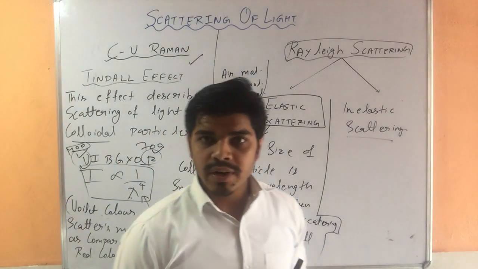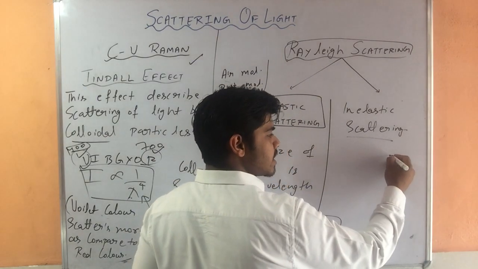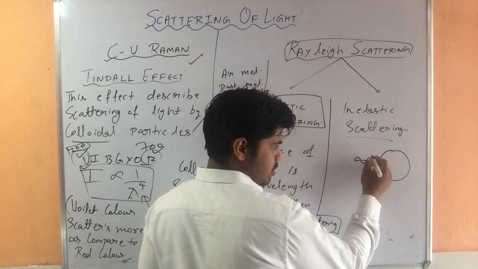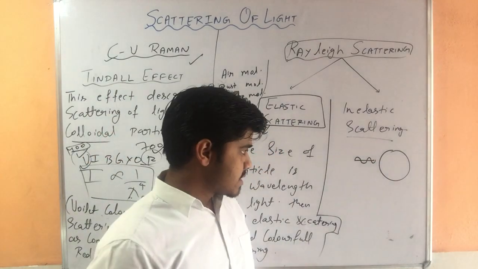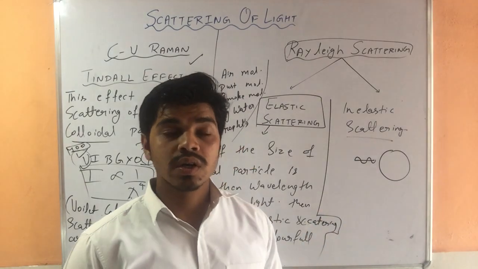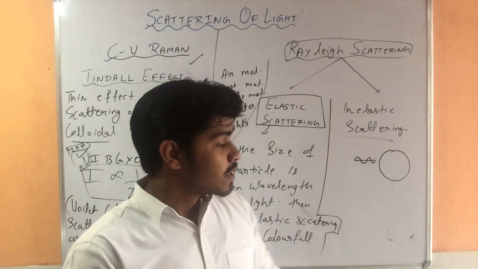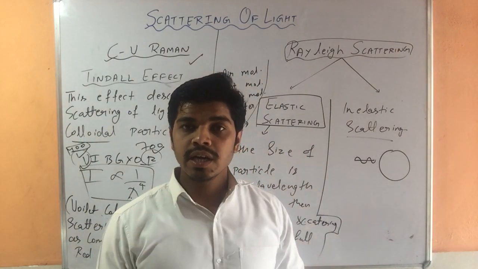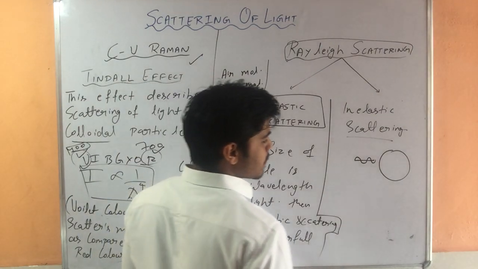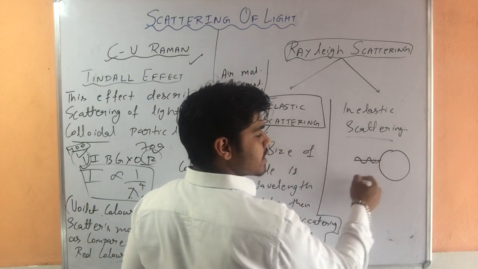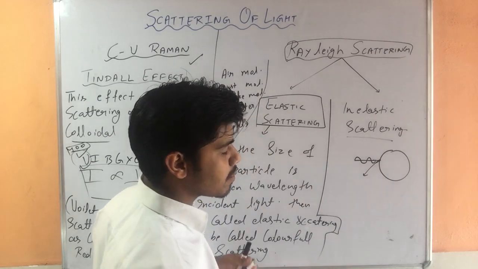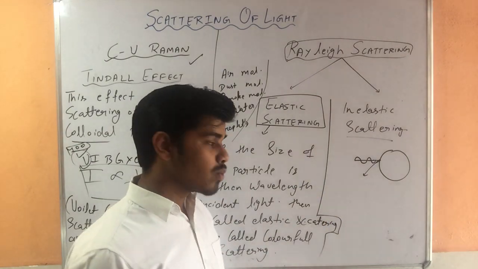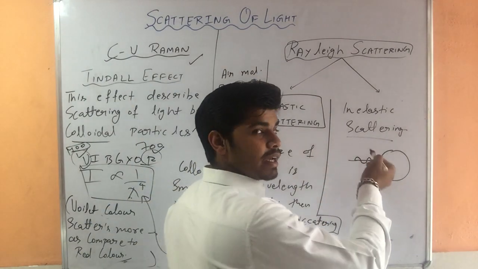Similarly, inelastic scattering. What is inelastic scattering now? Inelastic scattering is the scattering if the size of the colloidal particle is very much larger than the wavelength of light incident. As we know, clouds seem to be white just because it is a result of inelastic scattering. In inelastic scattering, light after scattering, the emergent or reflected ray, has the same intensity and same wavelength as the light incident on it.